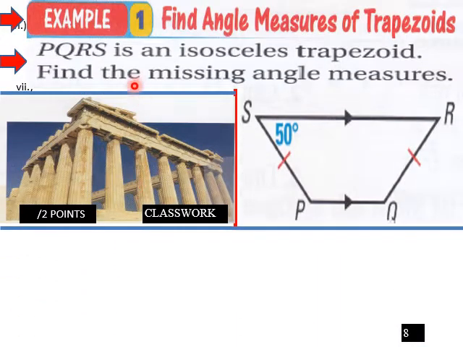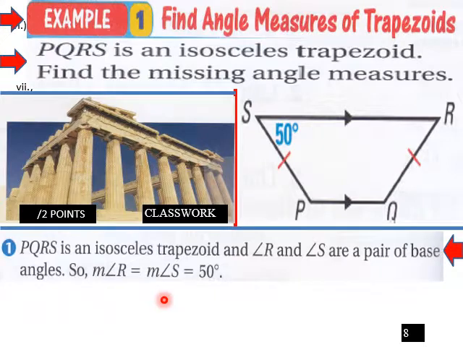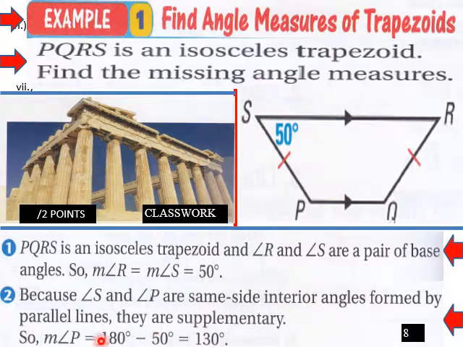Okay, example 1, find measures of trapezoids. PQRS is an isosceles trapezoid. Find the missing angle measures. We have a 50 there, so guess what? Angle R equals the measure of angle S, so angle R would be 50 degrees as well, because of the definition of an isosceles trapezoid.